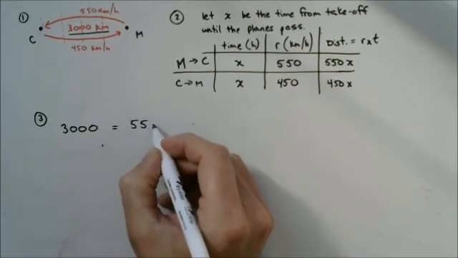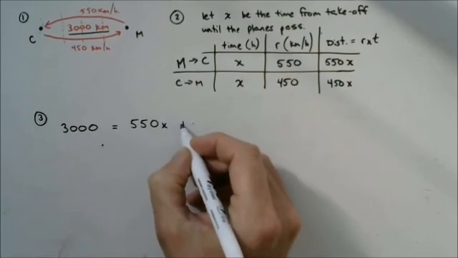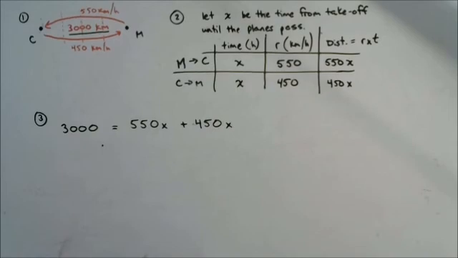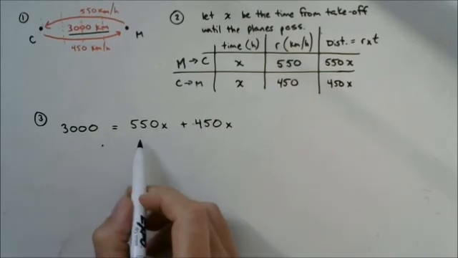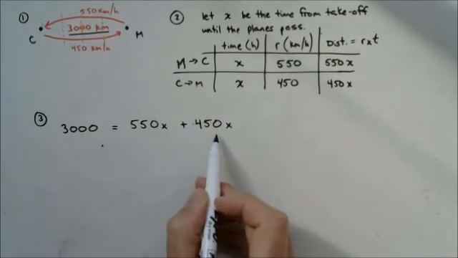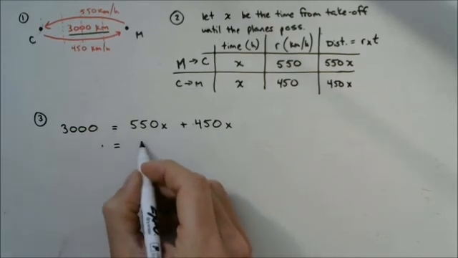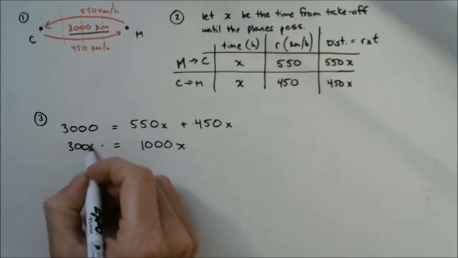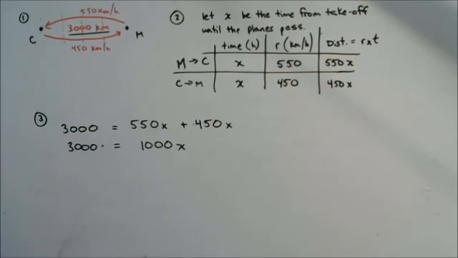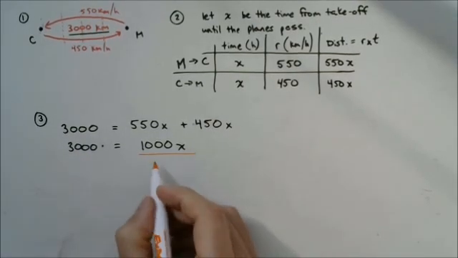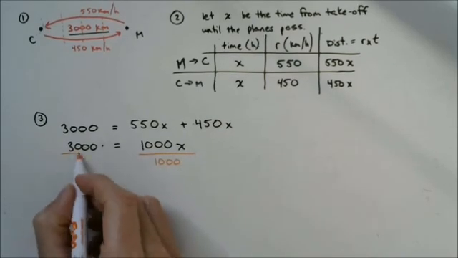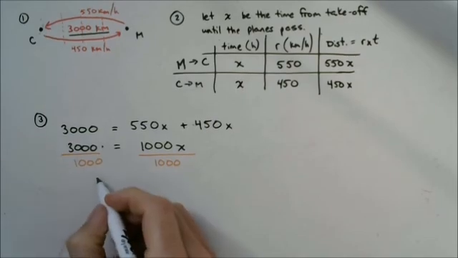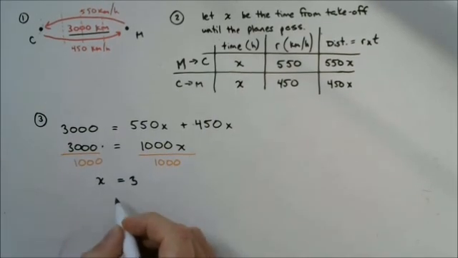So I just put the distance that the first plane travels, add the distance that the second plane travels, and now I can solve this. I have 550 x's, 450 x's. That's on the right side, 1,000 times x. Over here I have 3,000, and I simply divide both sides by 1,000. It's going to give me a solution of x equals 3.